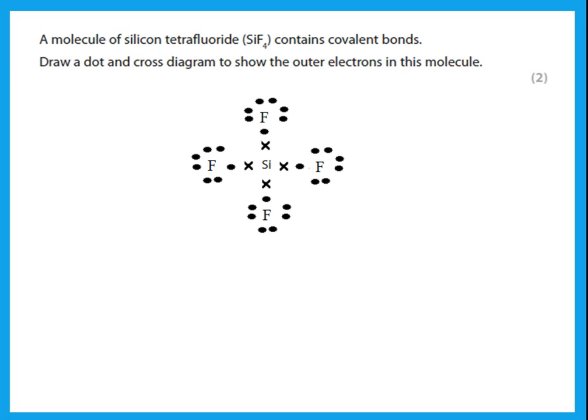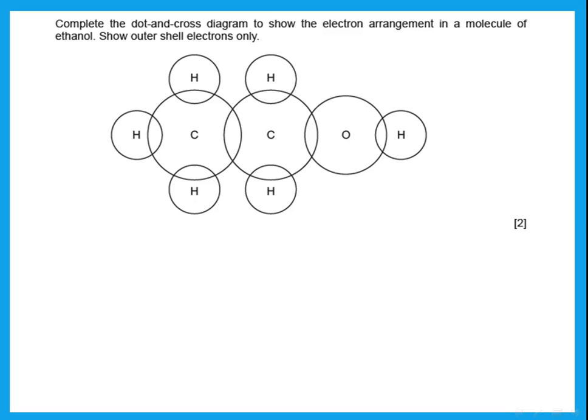Now why do we have 4 fluorines? Because silicon is in group 4. It has 4 electrons of its own, so it needs 4 more. But each fluorine can give me only 1, so I need 4 fluorines to give me 4 electrons.